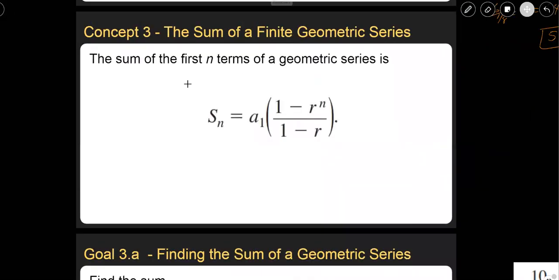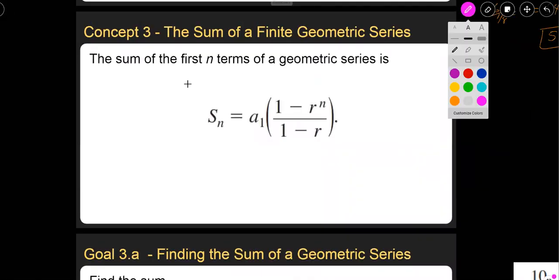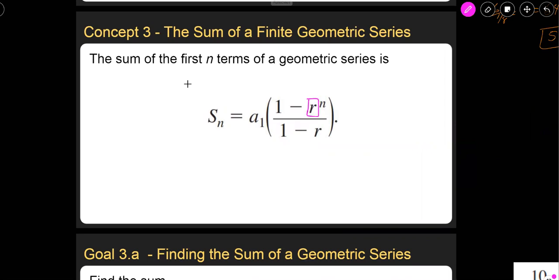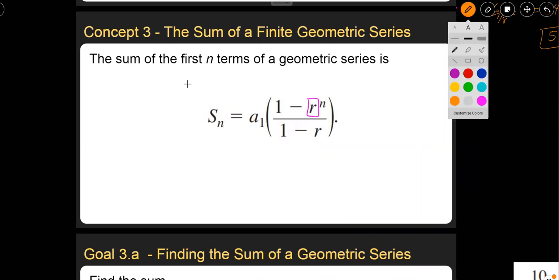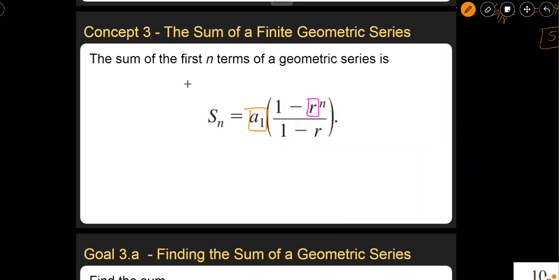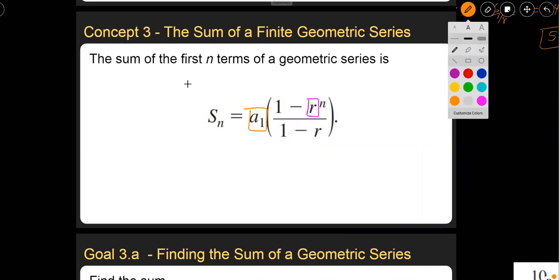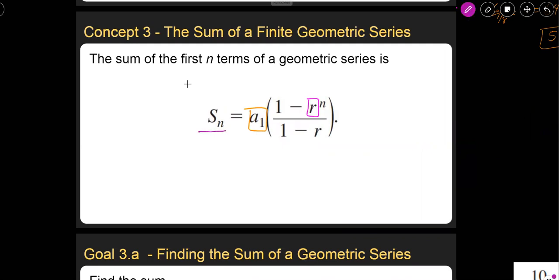So then the last thing we had was the sum of a finite geometric series. And again, the things that matter in this situation are finding the ratio value and finding the a1 value. So this is saying that the sum of the first n terms of a geometric series is equal to the value at the first position times 1 minus the ratio to the number of terms, over 1 minus the ratio.